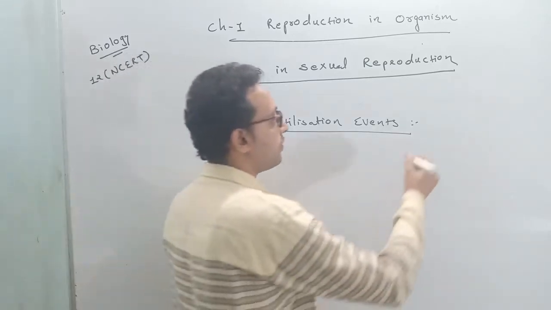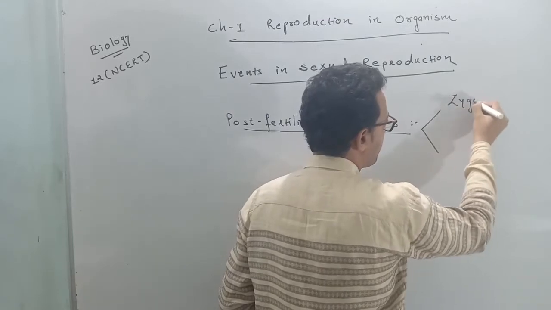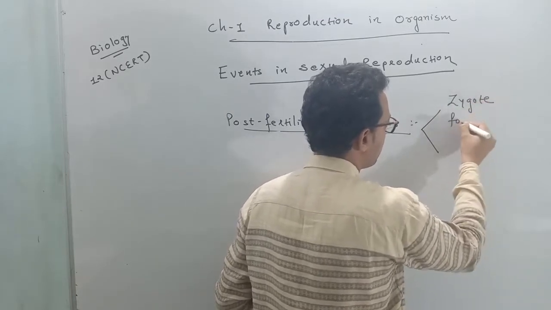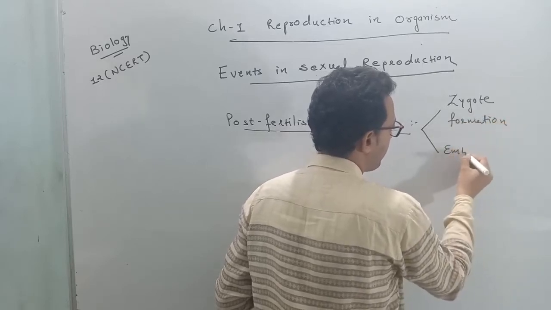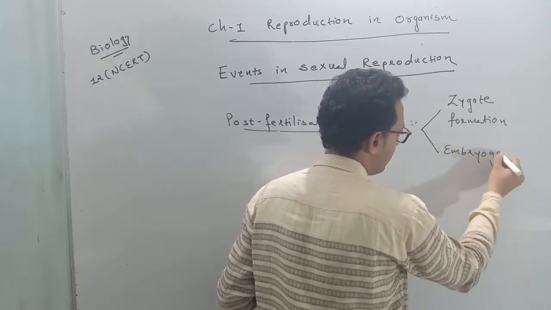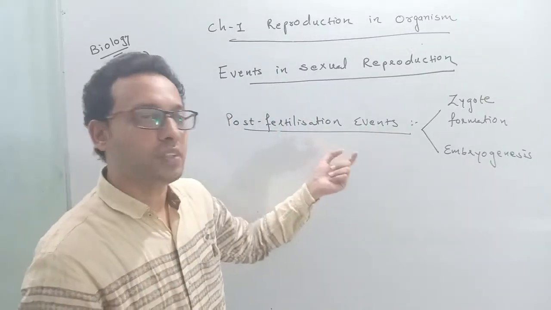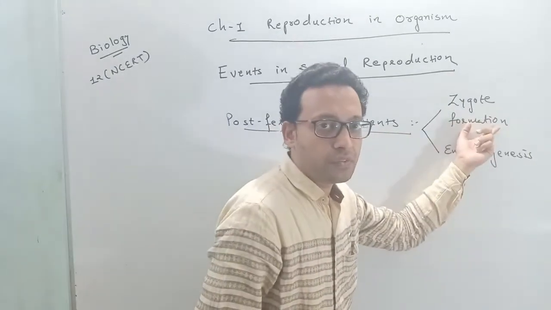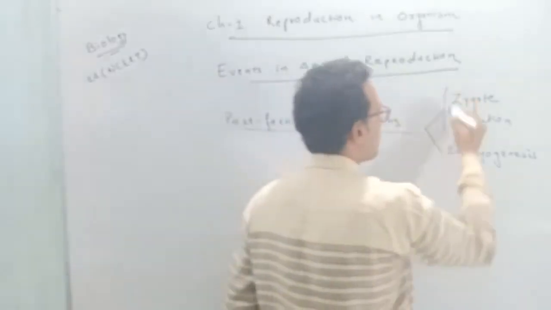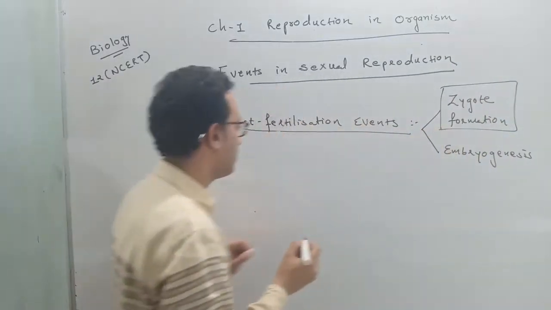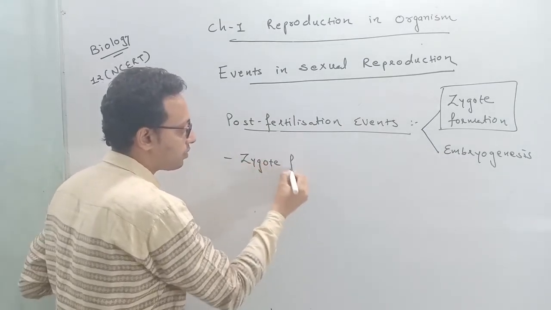These post-fertilization events include two types. First is formation of the zygote, and the second is called embryogenesis. Clear, students? Which are the two events of post-fertilization? First, zygote formation, and the second one is embryogenesis. Let's discuss the first one, zygote formation. This is one of the events of post-fertilization.